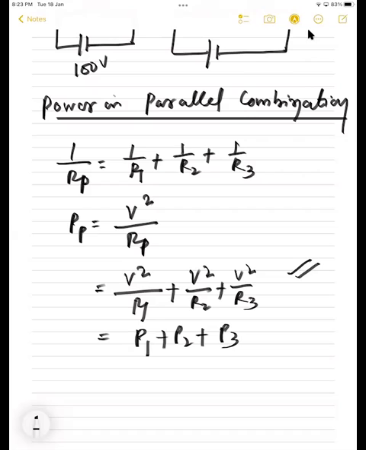That is P1 plus P2 plus P3. You can calculate the total power. So there is no need to think anything, you just add the three powers, then you will get the combined power, right? Yes or no?